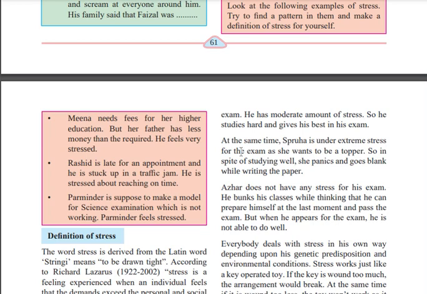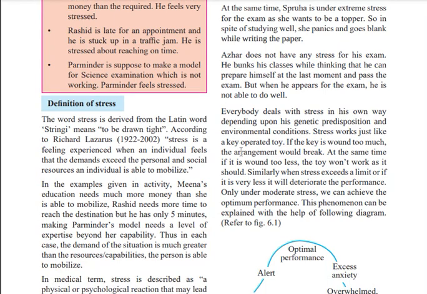In the three scenarios, in the case of Meena, she is emotional. Her father doesn't have money. She is in stress. In the case of Rashid, he was stuck in traffic. It is a situation stress. Parminder is supposed to make a model. So the second and third are situation stress. The first is a long term, requirement stress. So till now you have understood that as humans we have different types of stress.